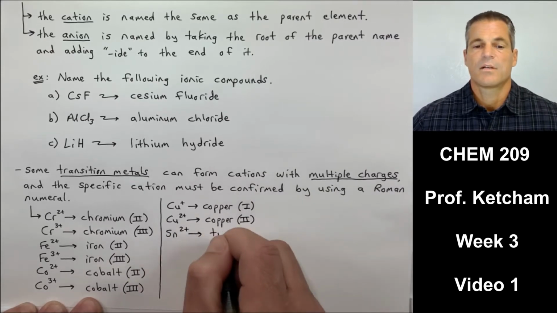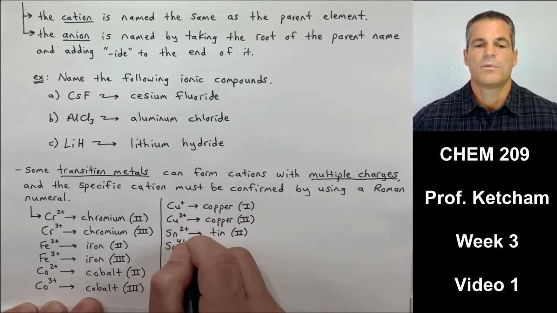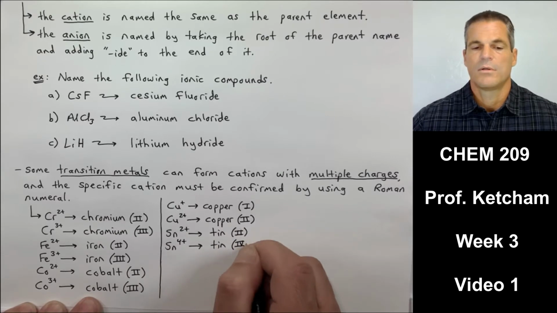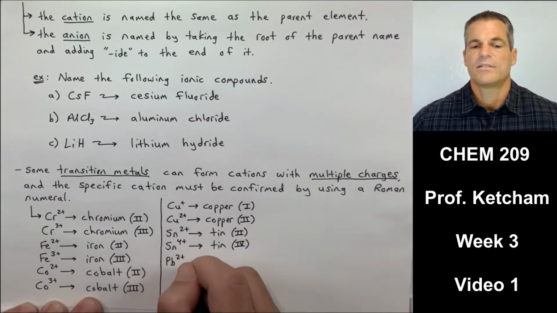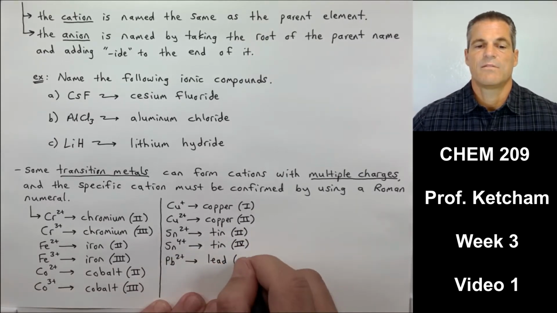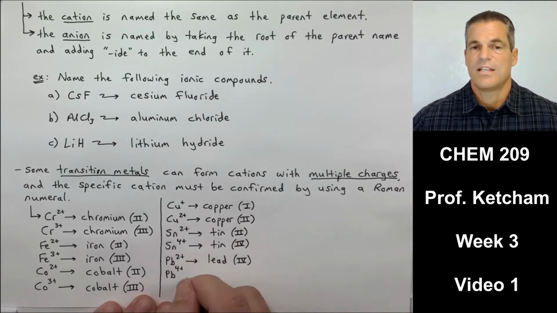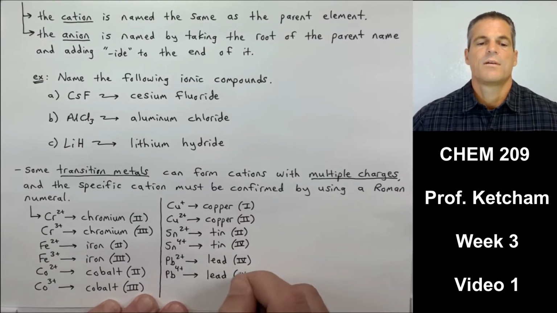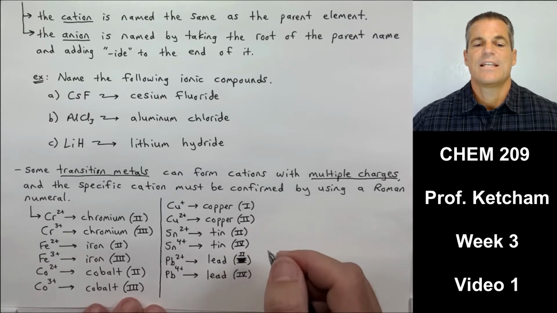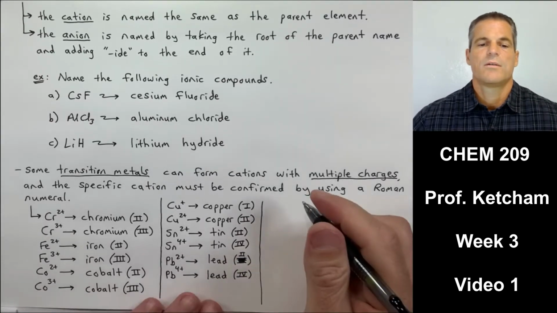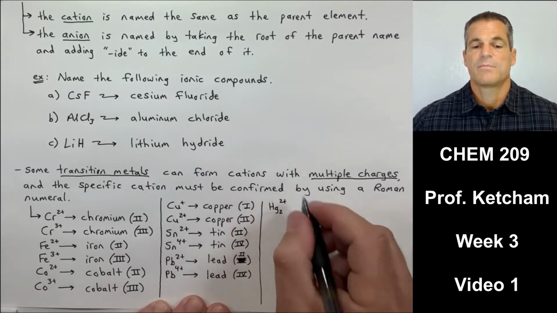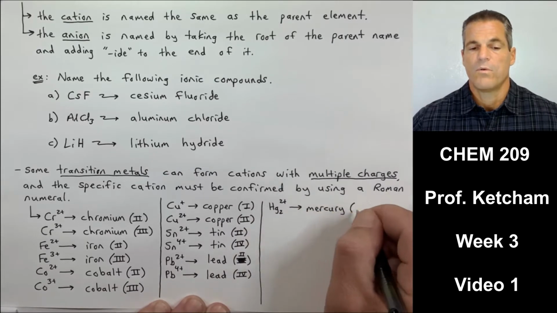Cu+, copper 1. Cu2+, copper 2. Sn2+ is tin 2. Sn4+ is tin Roman numeral 4. Pb2+ is lead 2. Pb4+, as you might expect, is lead Roman numeral 4.